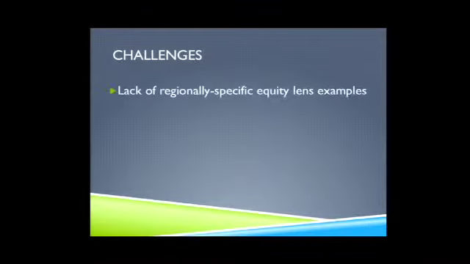As with any project, mine definitely had its challenges. The first challenge was finding examples of health equity evaluation frameworks at a regional government level. There's a lot of work being done on equity, but most of it's being done at a local government level or utilizes health equity impact assessment, which is a very in-depth, time-consuming, multi-step, multi-team process.